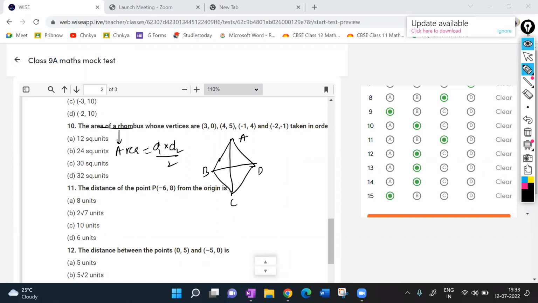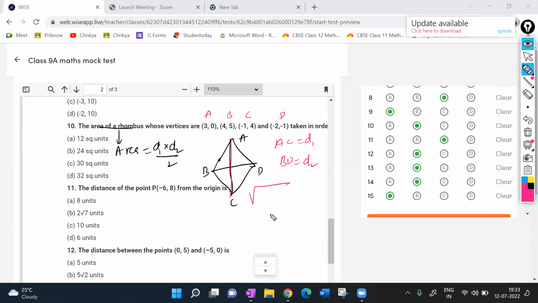Now I'll tell you one simple way here. You need not do all that. What is diagonal one, beta? AC is my diagonal one, this is D1, and BD is my diagonal 2, then divide the product by 2, that's it. Let's say this is A, this is B, this is C, this is D. What is AC? The distance between A and C.